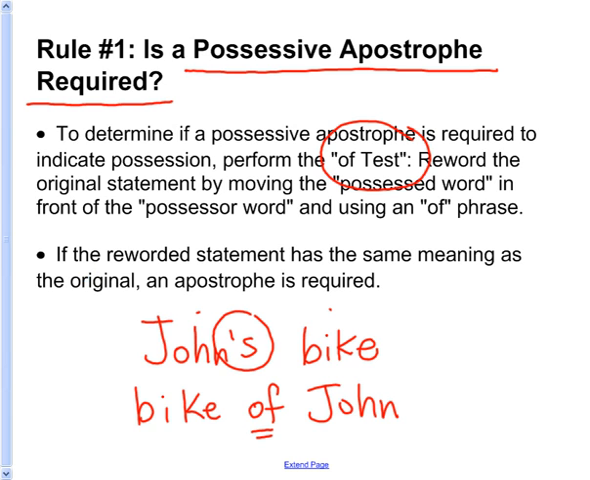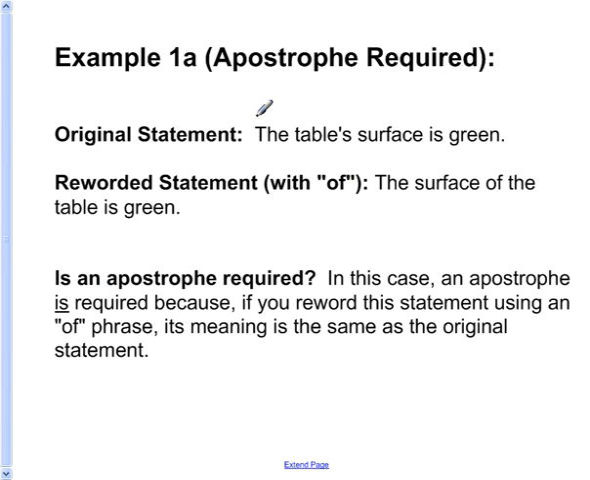Let's look at some examples. All we're looking at here is whether or not possession exists. The table's surface is green. Let's see if an apostrophe S is necessary here to indicate possession. Reverse the possessor, or the owner, and the item being possessed, and put the preposition "of" between them. So, the surface of the table is green. This reworded statement is saying exactly the same thing as the original statement. So the possessive apostrophe is required to indicate possession.